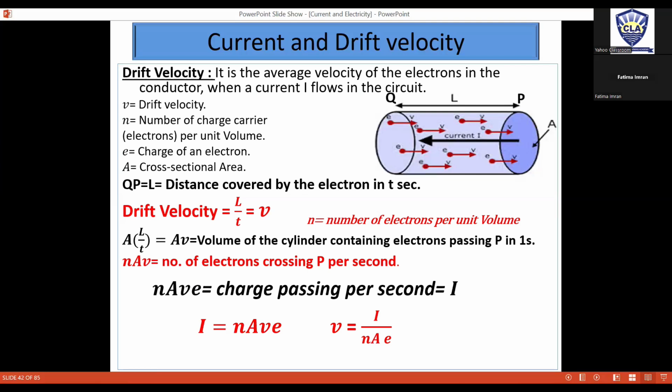N stands for number of electrons per unit volume. A stands for cross-sectional area. E stands for charge of electron. The derivation of this formula is in syllabus.